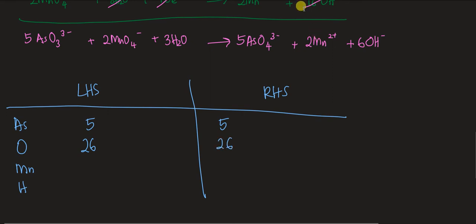The manganese atoms on the left hand side, there are 2. And on the right hand side we have 2 as well. And then on the left hand side we have 3 times 2, 6 hydrogen atoms. And on the right hand side we have 6 hydrogen atoms here as well. Okay, so the atoms are all balanced. Now let's have a look at the charges.